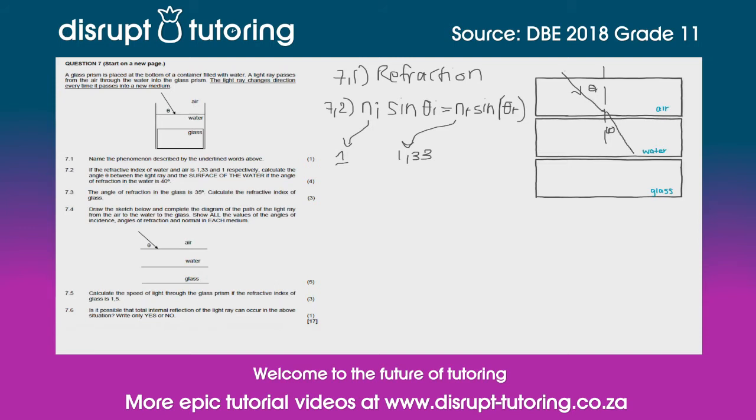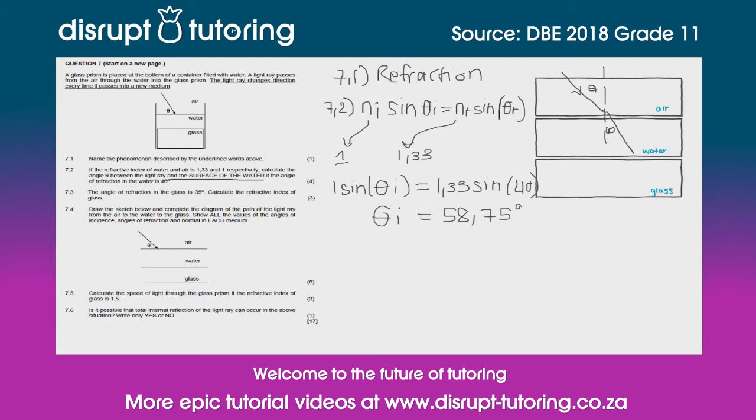So if we do the calculation, we end up getting 1 sine theta incident, which we don't know, we're working out theta incident, is equal to 1.33 sine of theta refracted, and we know that that is 40 degrees because that is given. Cool, and then if we put that all in our calculator, we get the incident angle is equal to 58.75 degrees.